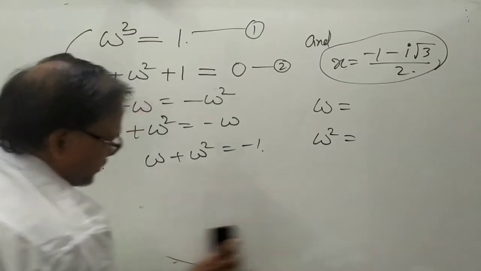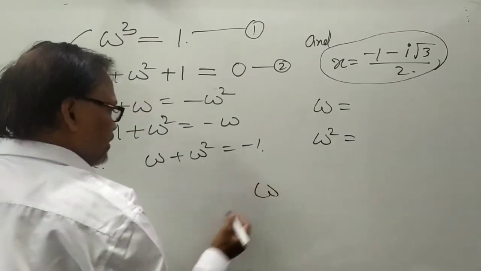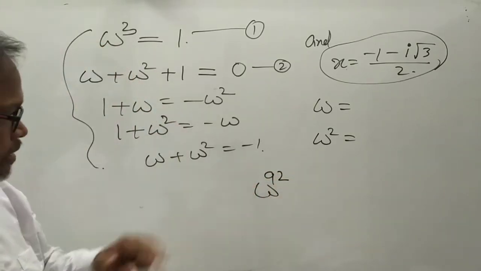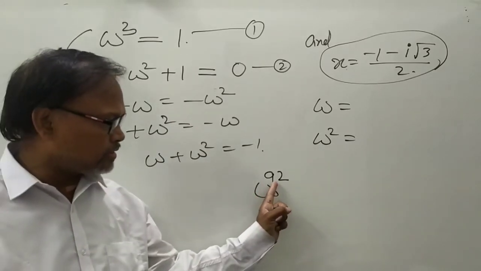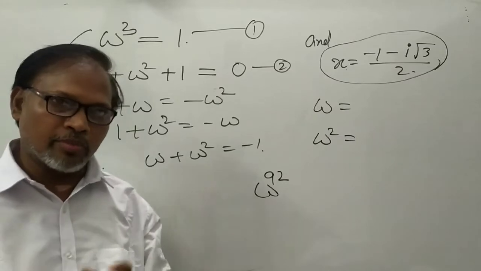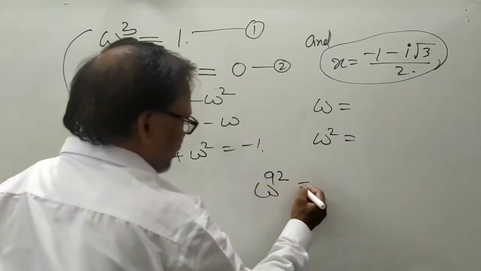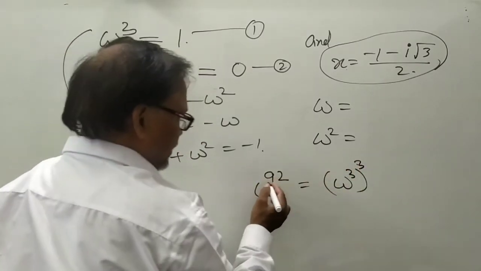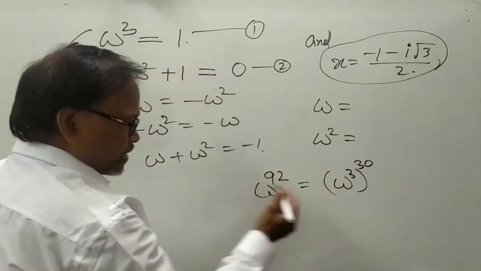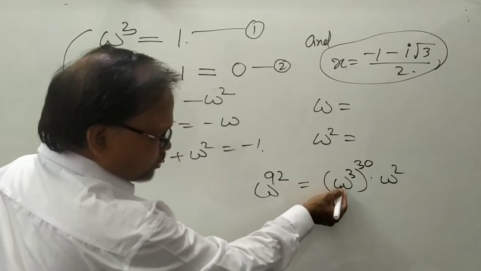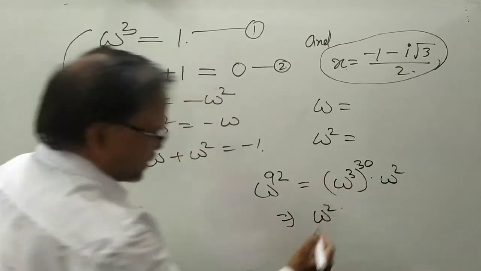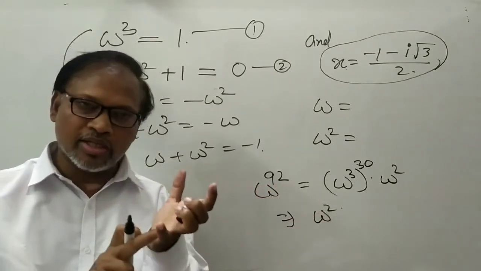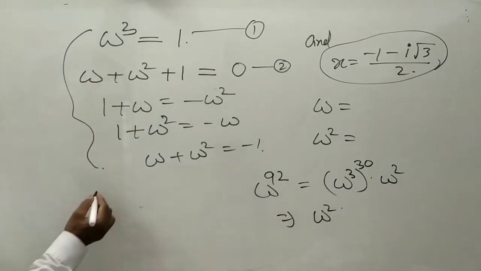Any bigger power of omega, suppose you have omega to the power 92 and you have to change it into the simplest form. First you will change this 92 into a multiple of 3. Divide by 3, as I explained for the power of i with 4. You can write omega cube to the power 30, that is 90. Now what is left is omega square. Omega cube is equal to 1, so you will get only omega square. So any bigger power you can write in the simplest form as 1, omega and omega square.